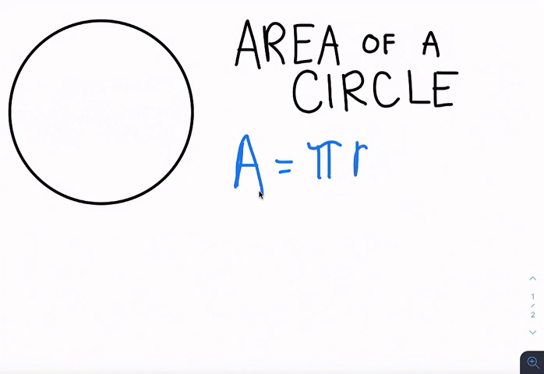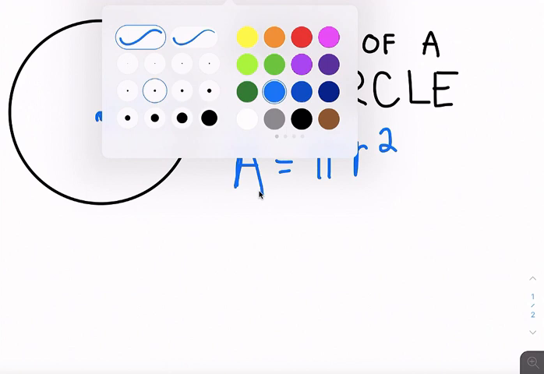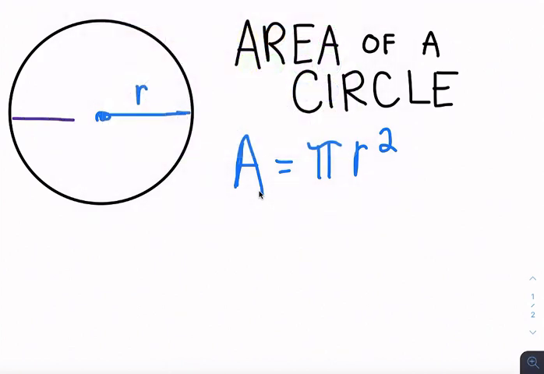times the radius squared. Now, reviewing, the radius is the length from the center of the circle to the outer edge. So this is our radius. And if we were given the diameter instead, that is the length of the entire circle all the way across. So we're going to do two examples of finding the area of a circle.